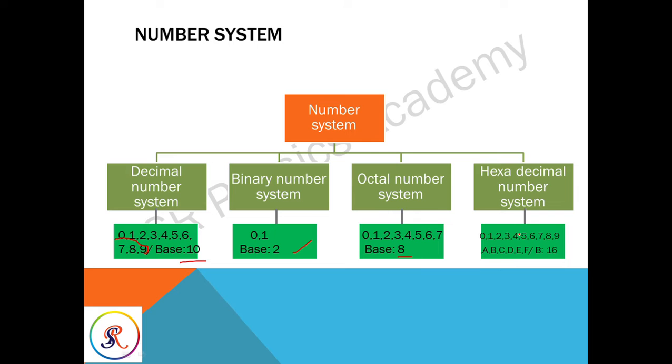Hexadecimal number system, we already know that from decimal numbers 0 to 9, then adding the alphabets A, B, C, D, E, F. That means how many total unique digits are there? 16. That means the base is 16.